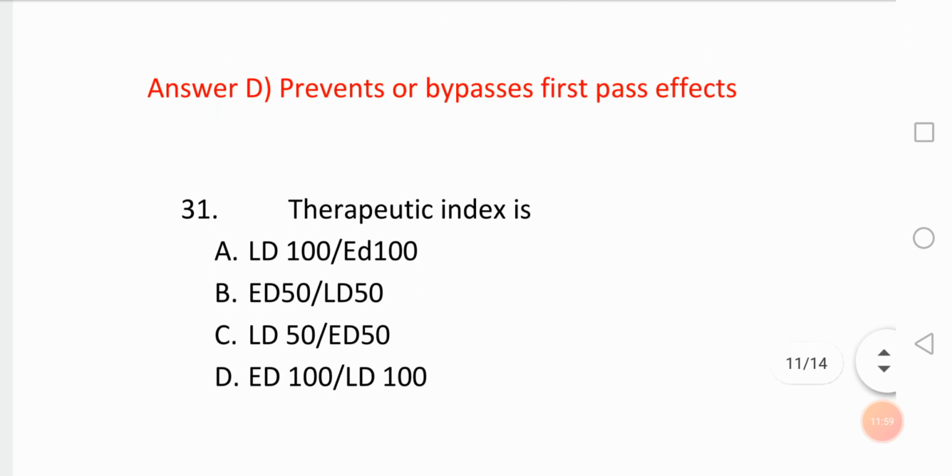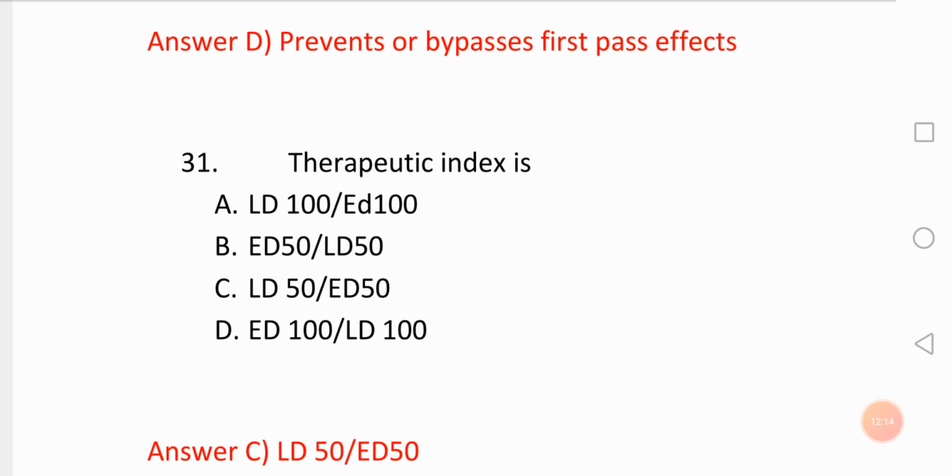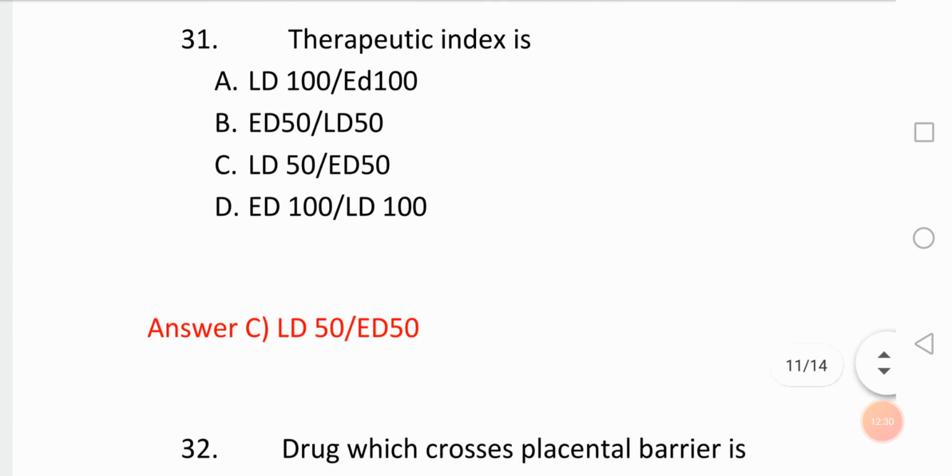And 31st question: therapeutic index is A, LD100 over ED100; B, ED50 over LD50; C, LD50 over ED50; and D, ED100 over LD100. The answer is LD50 over ED50, because LD50 means median lethal dose over median effective dose.